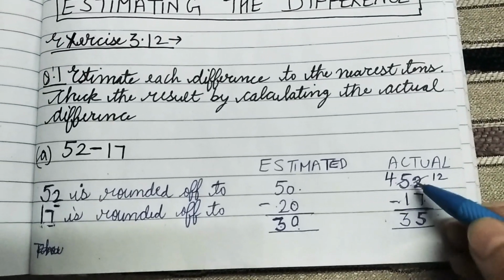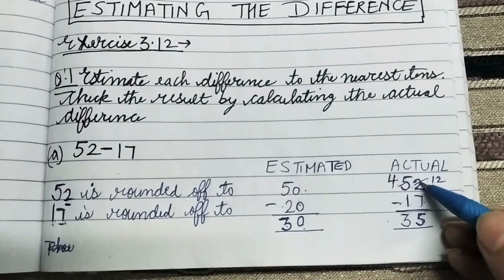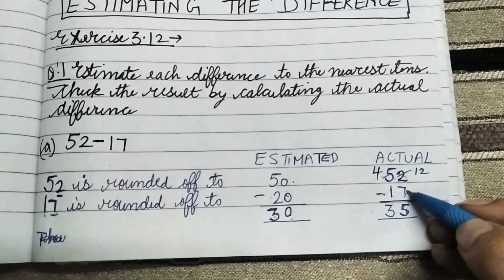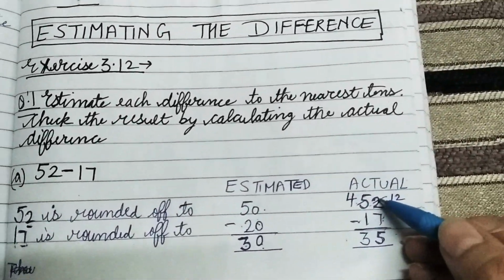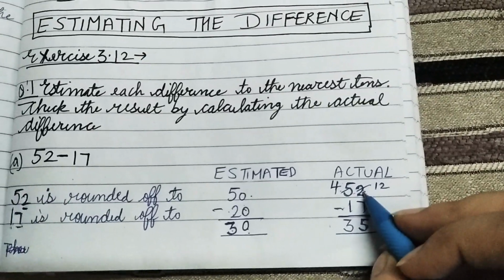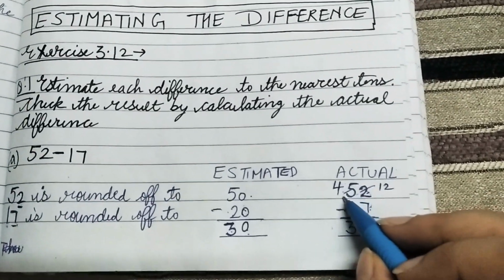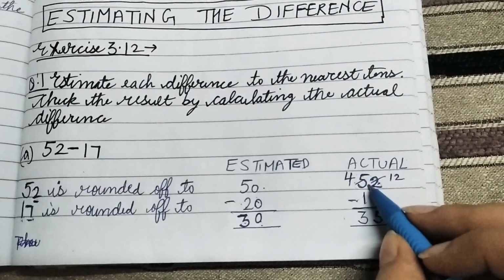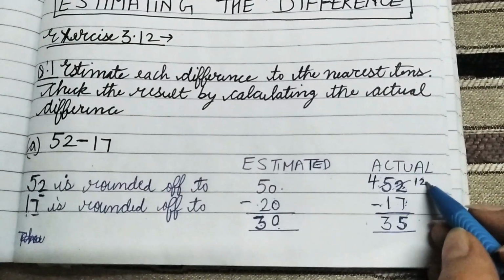52 minus 17. 2 minus 7. Now you can see 2 is less than 7. Okay, so you cannot subtract. That means this number will borrow 1 from the number on the left side. So you will strike this 5 here. You will write 4 on top. You will strike this 2 also here. You will write 12 on top.